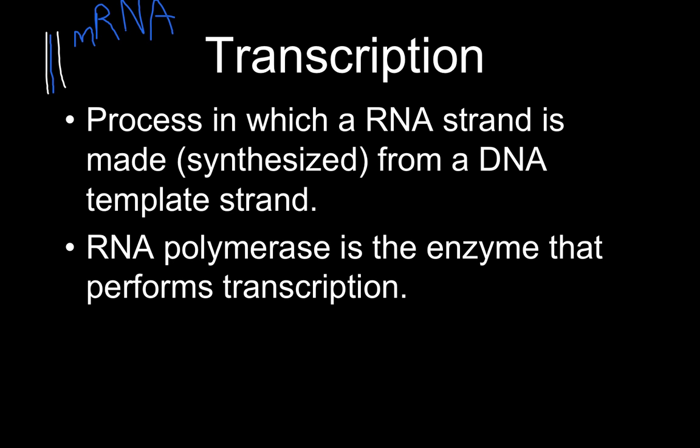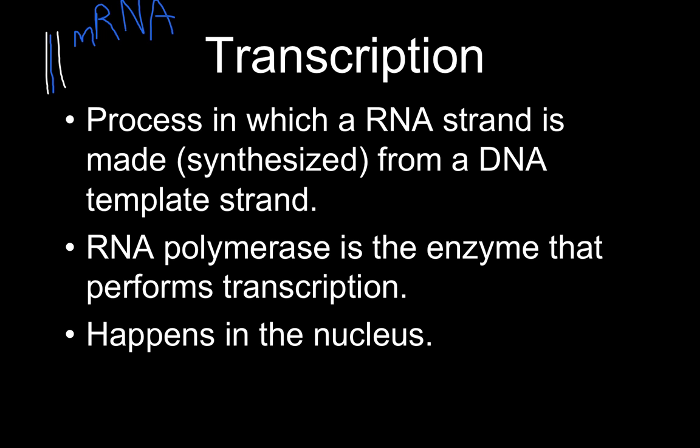RNA polymerase is the enzyme that performs transcription. In DNA replication, there were lots of different enzymes involved. In transcription, for the most part, to make the mRNA strand, we only have one real enzyme involved. And all of this transcription process happens in the nucleus.